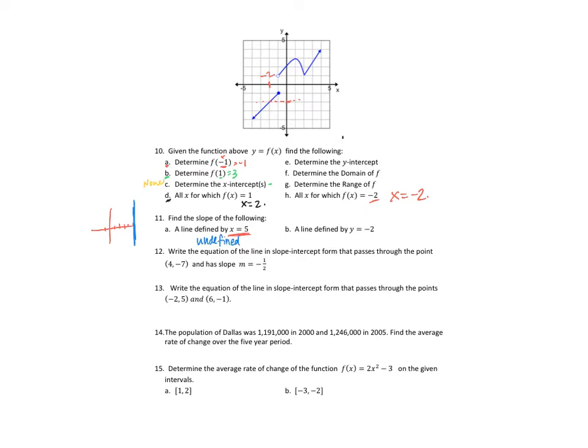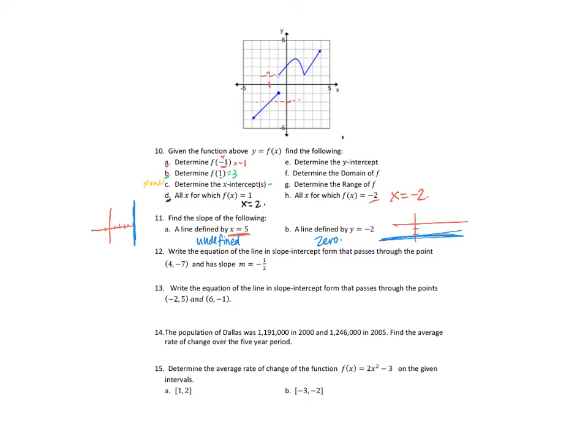And a line defined by y equals -2. So what's that mean? That means the y value is -2. So all the points with that y value would be this line. And so that's a horizontal line. And so the slope over that, the rise over run, since the rise is 0, we have 0 over 1, so the slope of that is 0.